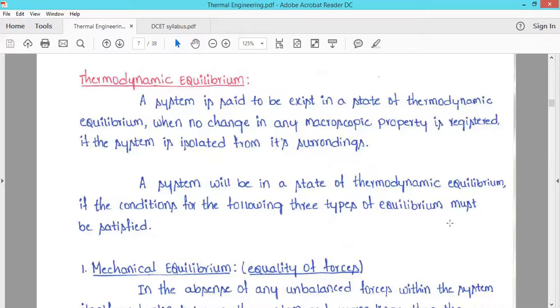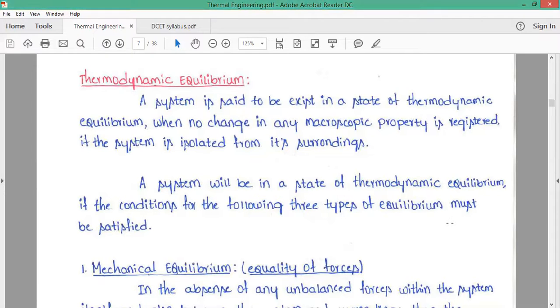If the system is isolated from its surroundings, means if the boundary of the system is not allowing any type of interaction between the system and surroundings, means there is no mass interaction, there is no energy interaction, right? Now let us forget about its surroundings. Now we are considering only the space of our system. Now, in our system, if any of the macroscopic properties has not changed or is not going to change, then we can say our system is in a state of thermodynamic equilibrium with its surroundings.